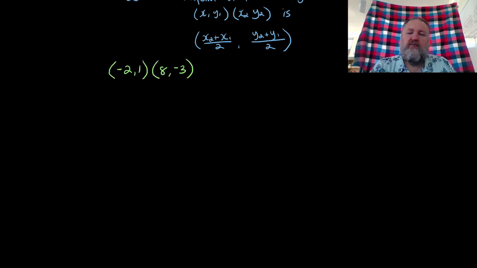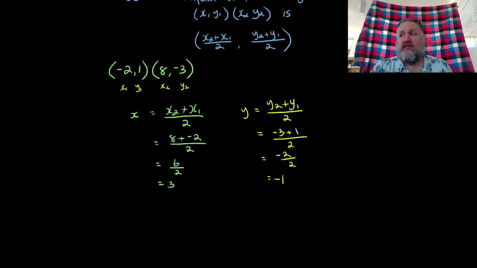Okay, so we've got our 2 points. -2, 1, that's our first. 8, -3. We're going to name them x1, y1, x2, y2. I'm going to then calculate my x and my y using that little formula that I used up here. x2 plus x1 divided by 2. So my x midpoint will be 3 and my y midpoint will be -1. And I would just write that answer like that. The midpoint would be (3, -1). Okay, so that's how you find the midpoint of a line segment.